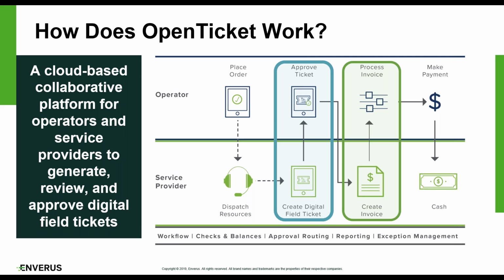So that green oblong is basically OpenInvoice. You see how OpenTicket and OpenInvoice tie in with each other, and both are also impacted by Pricebook. So we have a complete ecosystem of digital generation and approval of the field ticket and invoice process.